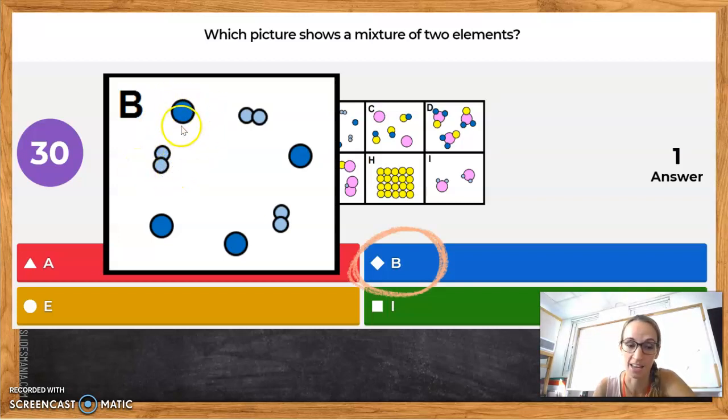One of them happens to be an atom, the dark blue one, and one of them happens to be a molecule, because you have a little group of light blue, but they weren't asking about that in this question. They just wanted you to realize that they were different elements mixed together.